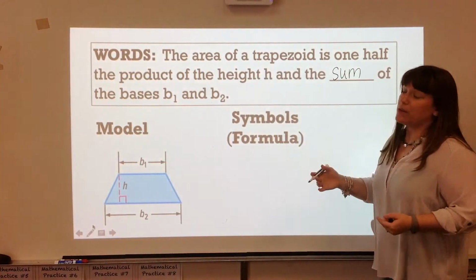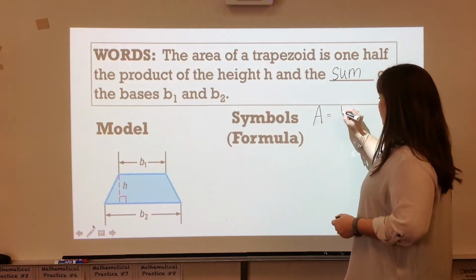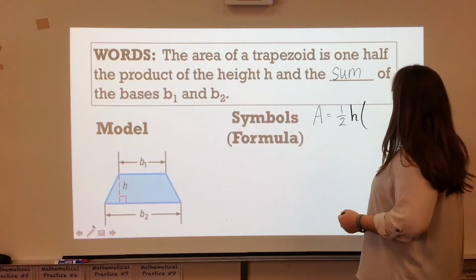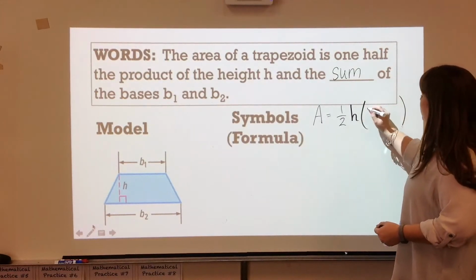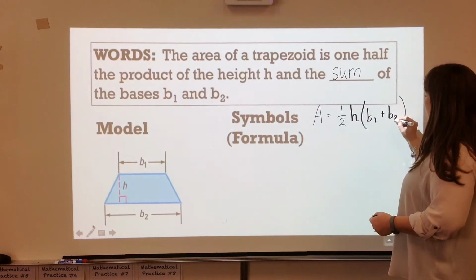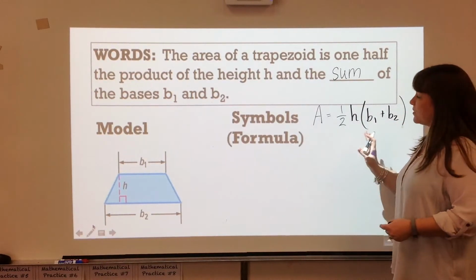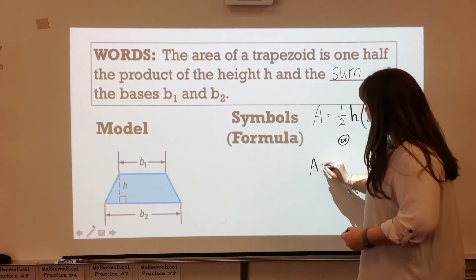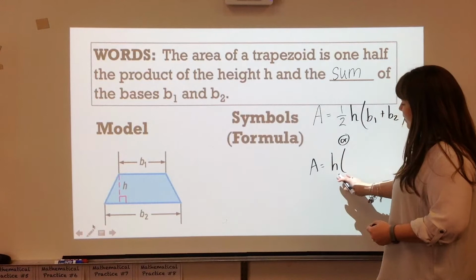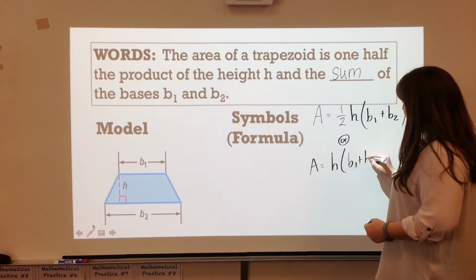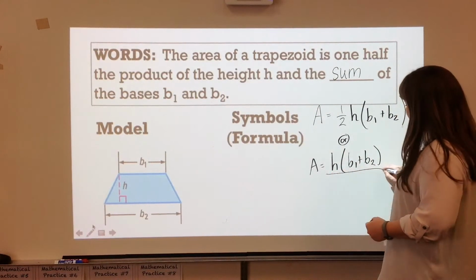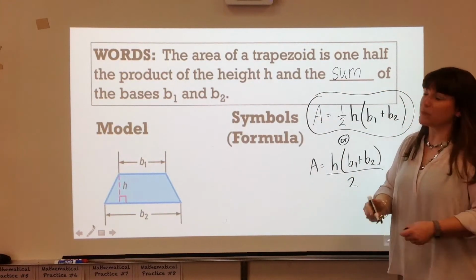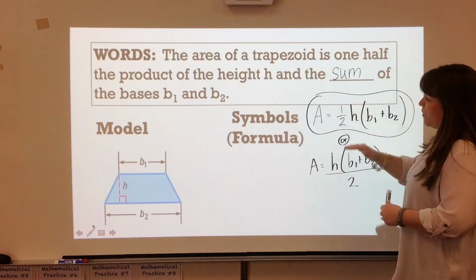The formula can be written with a fraction, just like our triangle formula. We multiply it by the height, and then we have a set of parentheses so that we can add our bases before we start to multiply. That's important. We can also write it in fraction form, which is just having the h multiplied by the sum of the bases, and then at the end dividing it by 2. I usually use the fraction one. Again, either one is fine though.